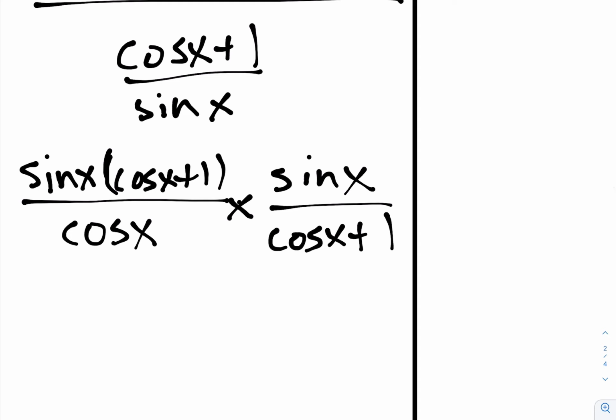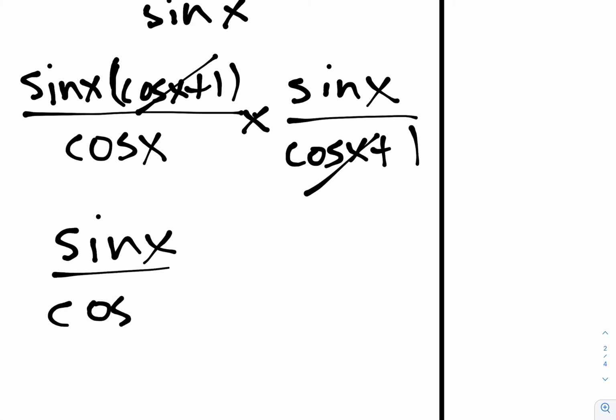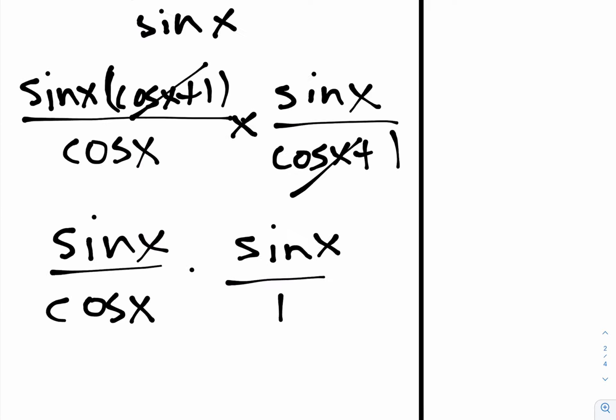So what you might see now is that we have a cos x plus 1 on the top and a cos x plus 1 on the bottom. And since everything in here is multiplying, the cos x plus 1 is multiplying into that sine x, and the cos x plus 1 is multiplying into the cos x on the bottom, we can cross out what we see on the top and the bottom. Okay, so those cos x plus 1's just disappear, and what we're left with is sine x over cos x times sine x divided by 1.